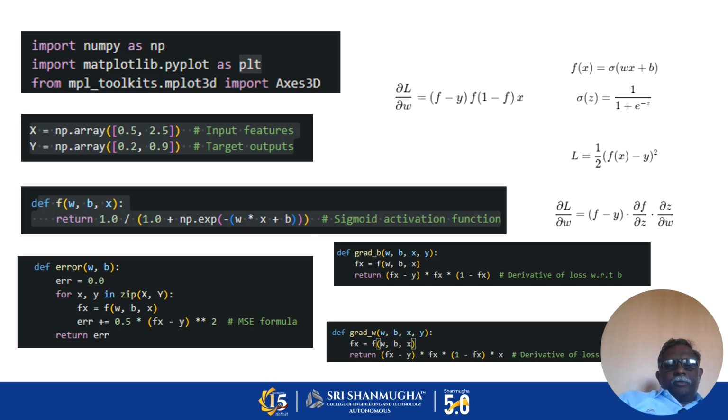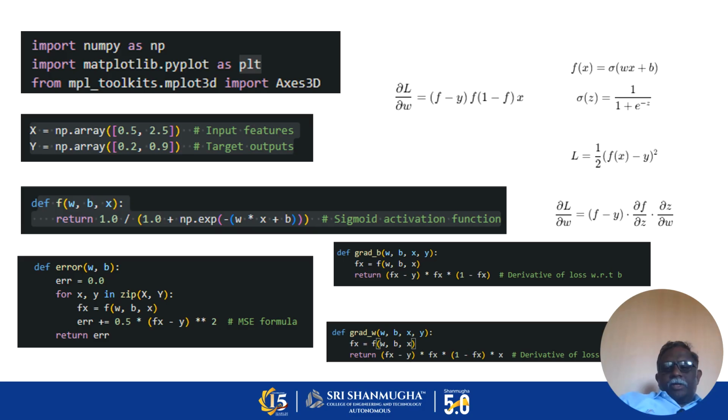We have input features 0.5 and 2.5. There are two inputs, and similarly we have two outputs as well. This is for the case of the sigmoid activation function. It is basically 1 by 1 plus e power minus z. The z is basically wx plus b, that is, the weight times the input plus bias.